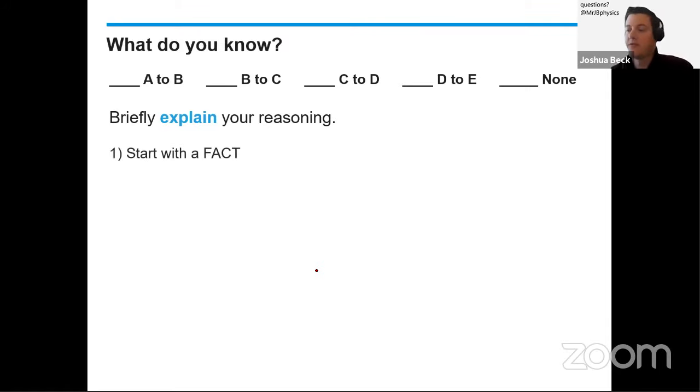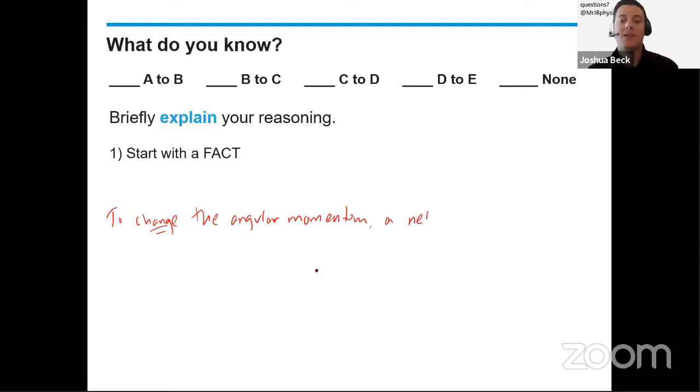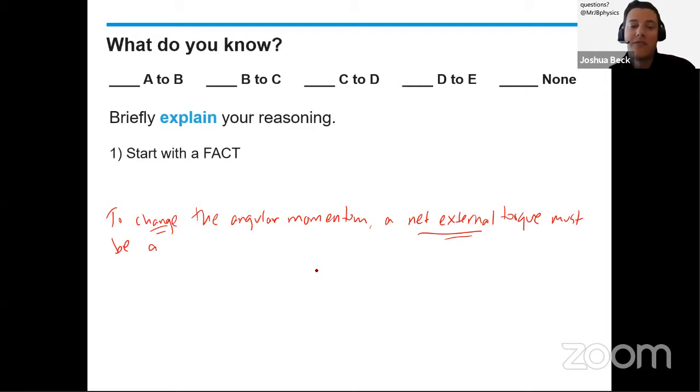I'm going to start with a fact, a law, a principle, something that I know. What does that look like in this case? Well, here we go. To change the angular momentum, remember, that's what the problem's asking about. Where does the angular momentum change? In order to do that, I need a net external torque. This is a fact. If I want to change the momentum or the angular momentum, I need to apply a net external torque. This is a fact. This is setting me up to connect the dots.